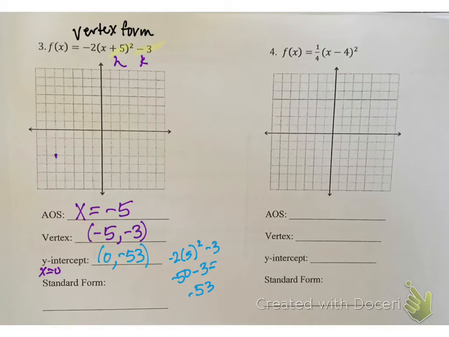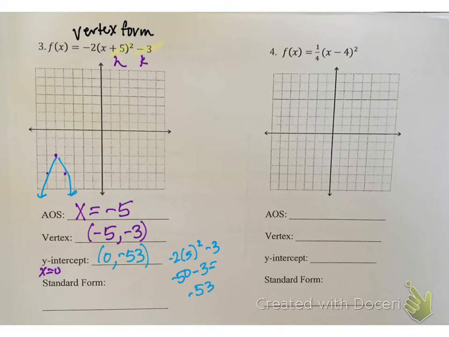So then if I do want to graph this, I can use my a value. So I can go down 2 over 1, down 2 over 1, and then connect the dots. It opens down because my a value is negative.